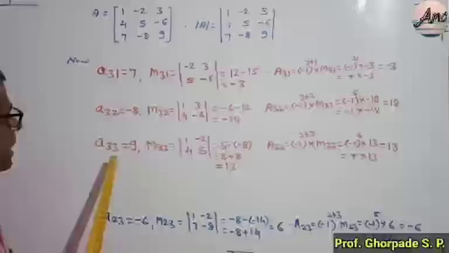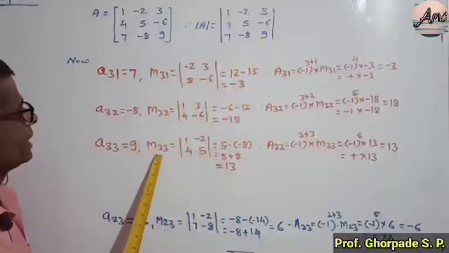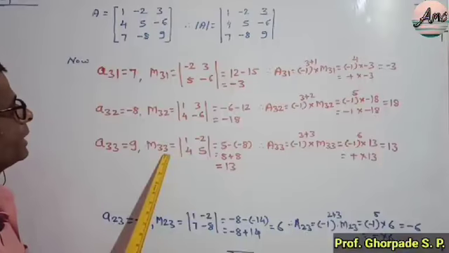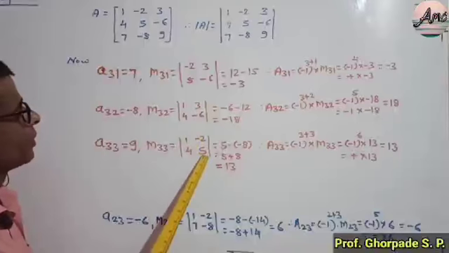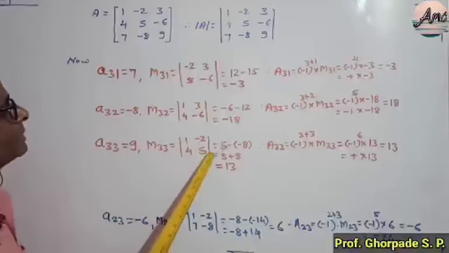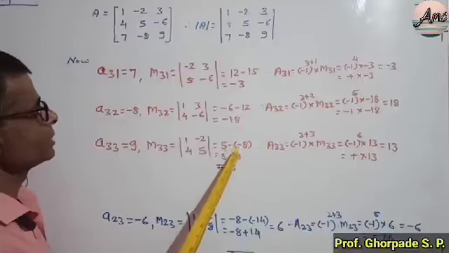Right. The next A33, third row, third column. 9 is present, whose minor is M33, which is obtained by deleting third row, third column. You will get 1, minus 2, 4, 5, whose value is given by 5 into 1 is 5, minus 4 into minus 2 is minus of minus 8. 5 as it is, minus of minus 8 is plus 8.